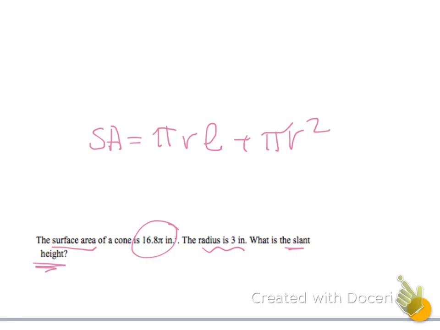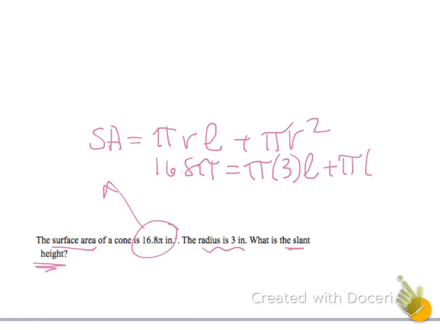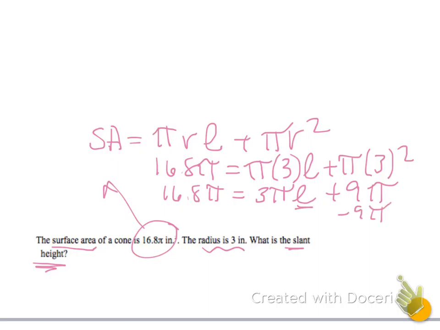Well, I give you the surface area, so 16.8 pi equals pi, and I also give you the radius. So every time I see an r, I'm going to put 3 in. And we're going to simplify. So I got 16.8 pi is equal to 3 pi times your slant plus 3 squared is 9 pi. So I need to get this slant by itself. So let's go ahead and get rid of the things not attached to it first. So we're going to subtract 9 pi.